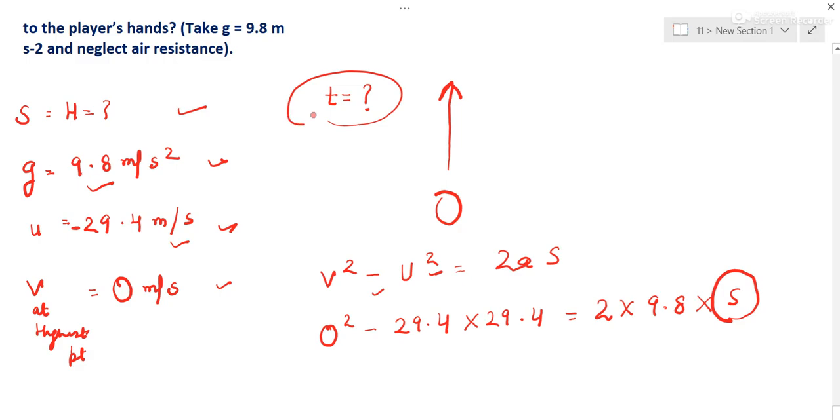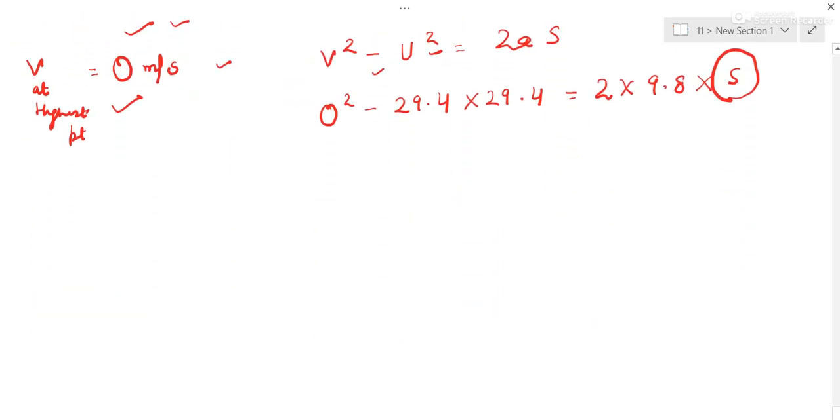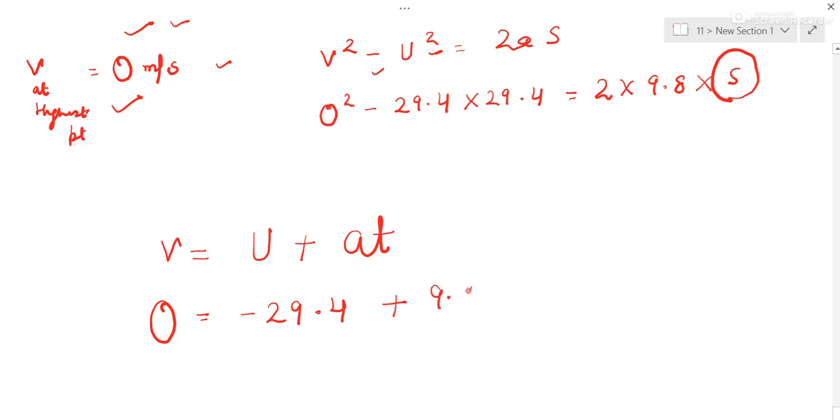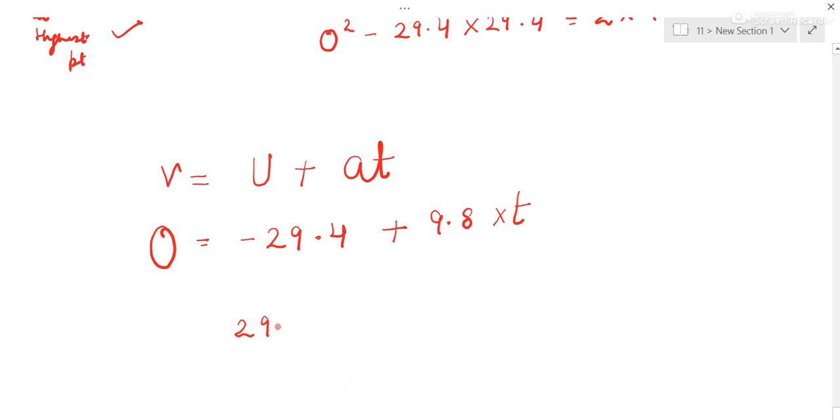Then we have to calculate time also. So for that, you can use v = u + at, first equation. Using first equation of motion, v is 0, u is minus 29.4 because it was going up so direction is negative, and acceleration is 9.8, and time is to be calculated. Now 29.4 will go that side positive, and 9.8 will come into division. So it will come around 3.